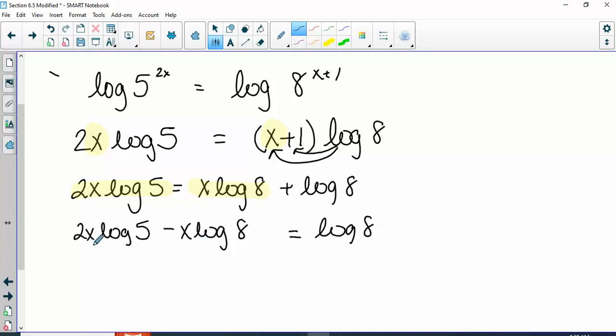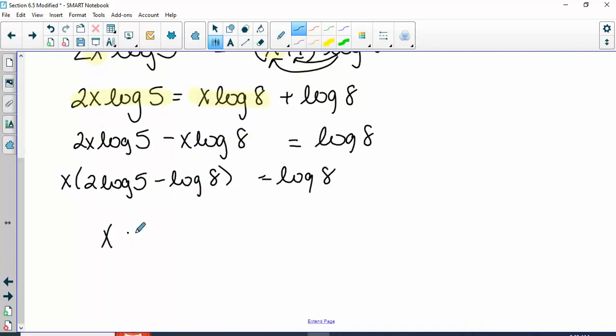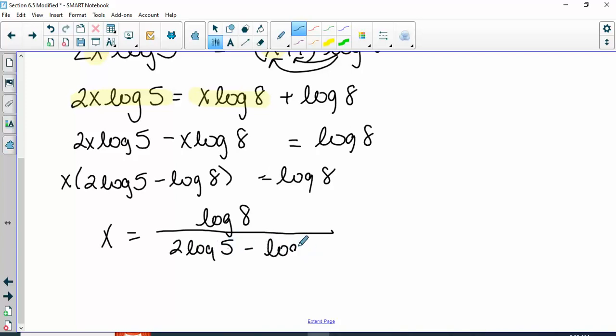We can't divide yet. Both of these terms have what? So we can take out that x. So that gives us 2 log 5 minus log 8 equals log 8. So now you have x times something, so now is when you divide. So we have log 8 divided by 2 log 5 minus log 8. So this is the exact answer.